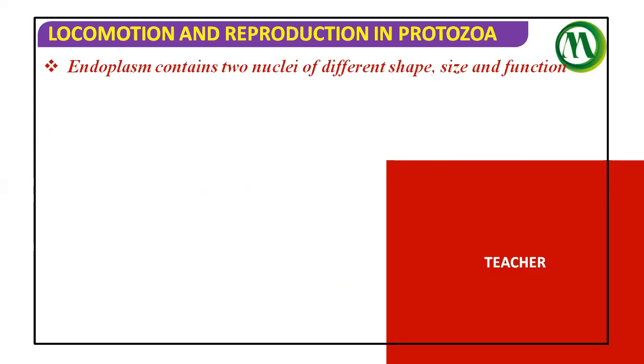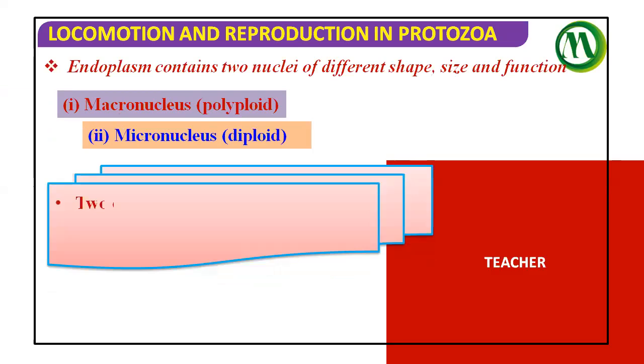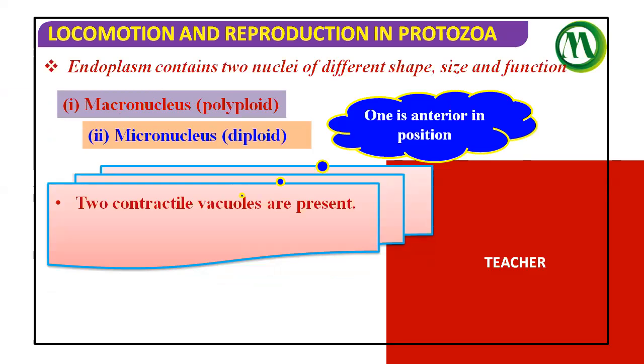Then the endoplasm contains two nuclei of different shape, size, and function. What are the two nuclei? Macronucleus and micronucleus. By chromosomal aspect, we say the macronucleus is polyploid in nature and the micronucleus is diploid in nature. Haploid means a single set of chromosomes. Two sets of chromosomes is diploid. Multiple sets of chromosomes is the polyploid condition.